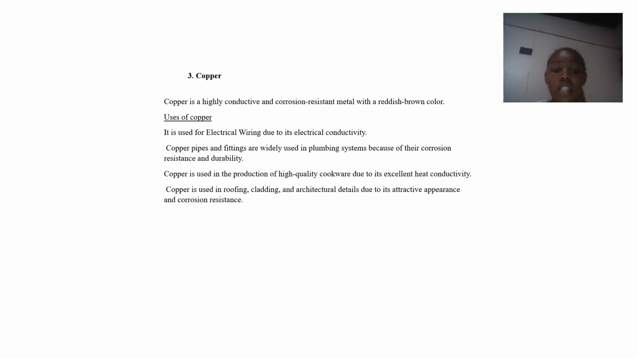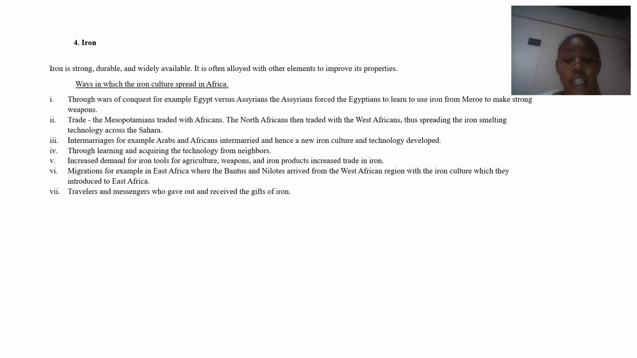Copper is used in roofing, cladding and architectural details due to its attractive appearance and corrosion resistance, so that most of the mabati are made of copper. Then we look at iron. Iron is strong, durable, and widely available. It's often alloyed with elements to improve its properties.